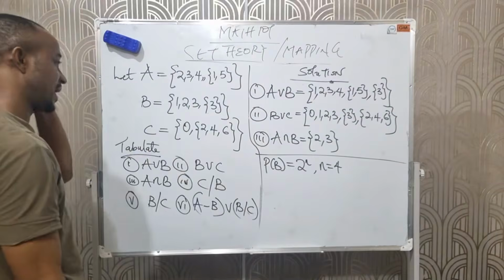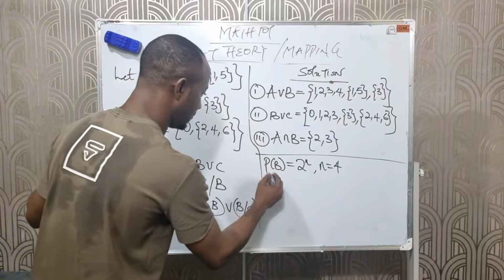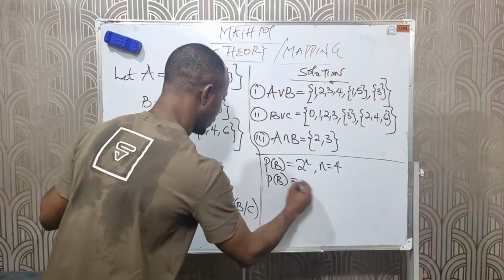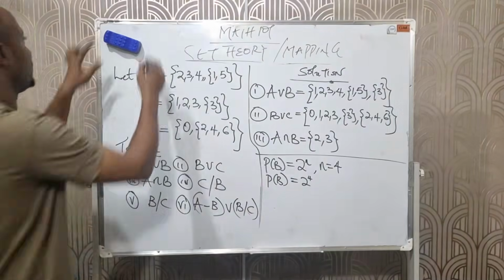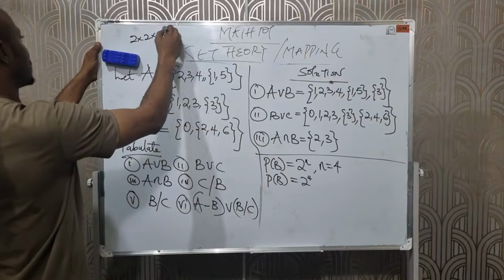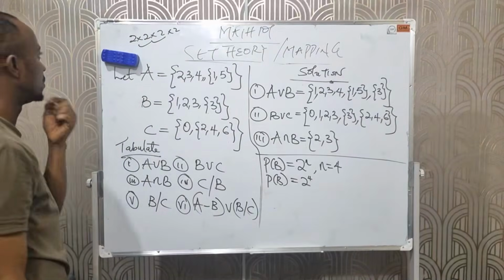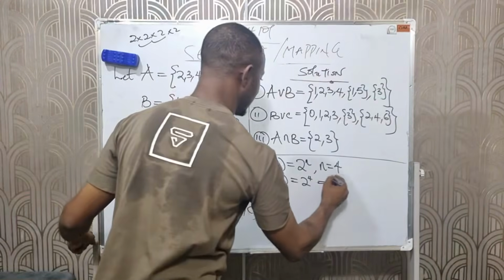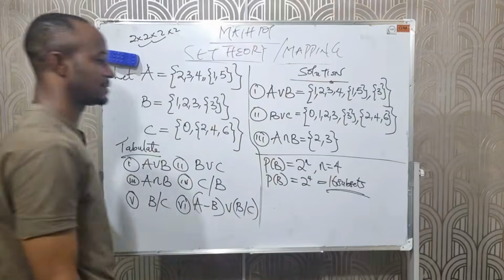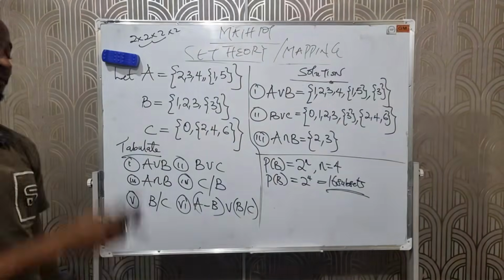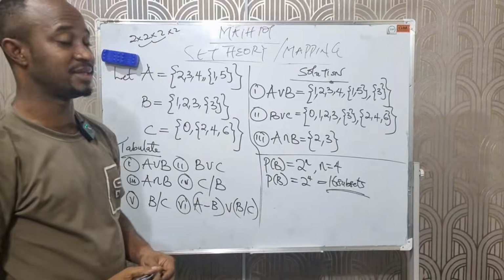So that will give us P of B equals 2 raised to power 4, and 2 raised to power 4 is the same as 2 times 2 times 2 times 2. 2 times 2 is 4. 4 times 2 is 8. 8 times 2 will give us 16. Wow, 16 subsets, right? Then the first subset of any set is an empty set, right?